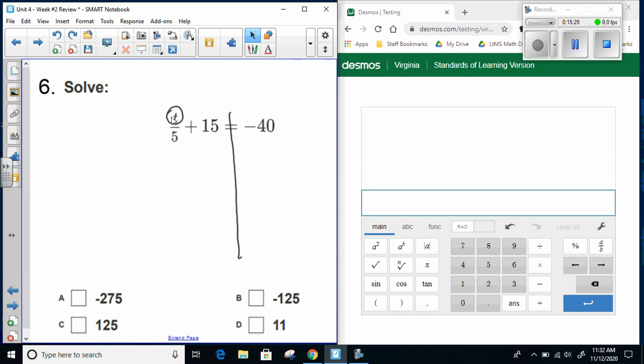So before we look at the t divided by 5, we need to cancel out or get rid of this plus 15 because we want nothing but t left on this left-hand side of the equation. So I need to think to myself, what is the opposite of plus 15? Well, I know the opposite of addition is subtraction.